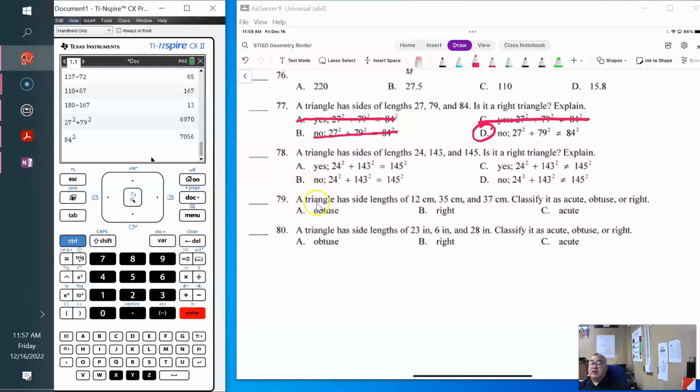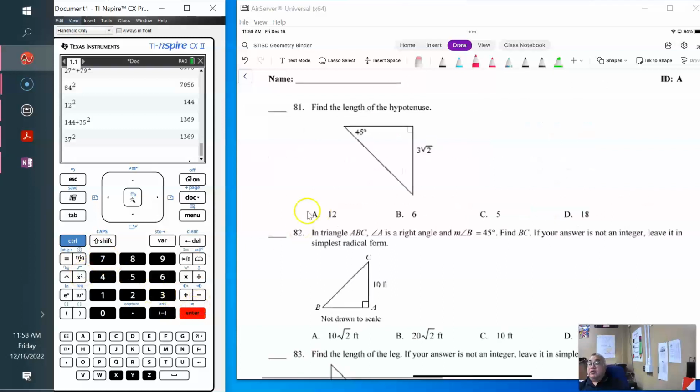Okay, 79, remember you have the two shorter sides, which is 12 and 35. So you're going to do 12 squared plus 35 squared, and then compare it to 37 squared. So it says a triangle has lengths of 12, 35, and 37. It's 1,369 compared to 37 squared. Oh, it's equal, so it's a right triangle.